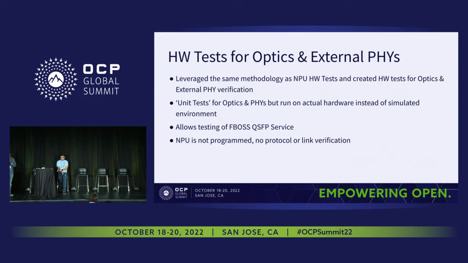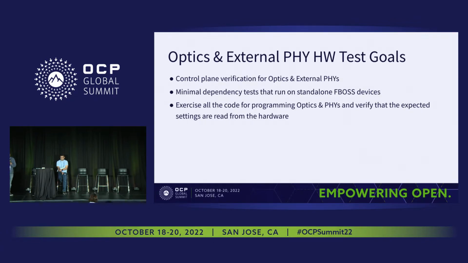And in these tests, NPU is not programmed. So we do not do any protocol or link verification with these tests. But the goal of these tests is to do the control plane verification. Our goal is to have these tests with minimal dependency, so we can run in an open source environment as well, and so everything is related to that single QSFP process. For example, we have state machines that program optics and PHYs in our code, and we can make sure that we exercise all the right code using these tests.